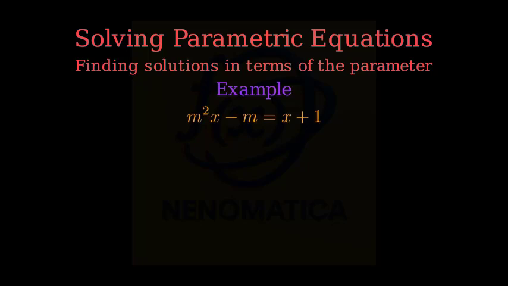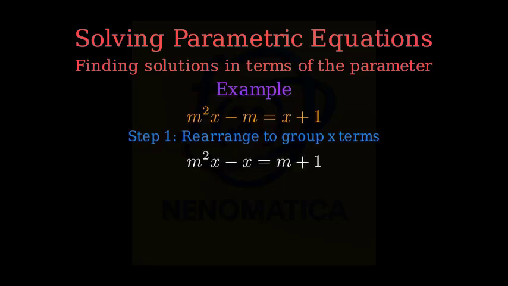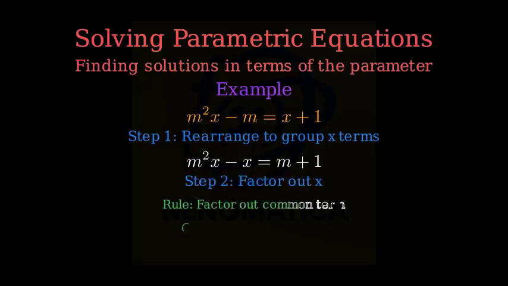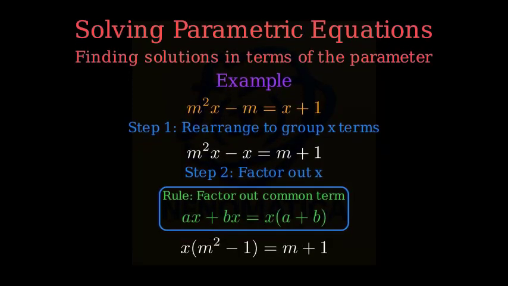In solving parametric equations, we first rearrange to isolate x in terms of m. Let's start solving this step by step. First, we'll rearrange the equation to get all terms with x on the left side and all other terms on the right side. This gives us m squared x minus x equals m plus 1. Next, we factor out x from the left side. So we get x times (m squared minus 1) equals m plus 1.